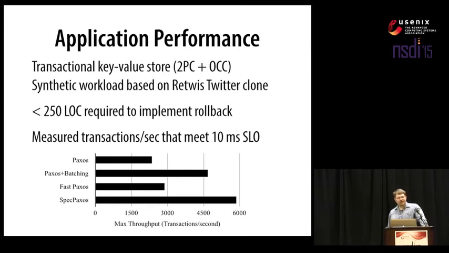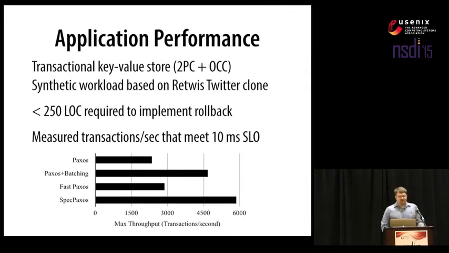So although Speculative Paxos requires additional support from applications and might not be suitable for all applications, there's a class of applications where it's quite feasible. Now, our goal in this was to maximize the number of transactions per second that the system can execute within a 10 millisecond SLO. And I should note that each transaction here includes a number of replicated operations. As you can see, Speculative Paxos is able to execute considerably more transactions within this latency budget than the other approaches.